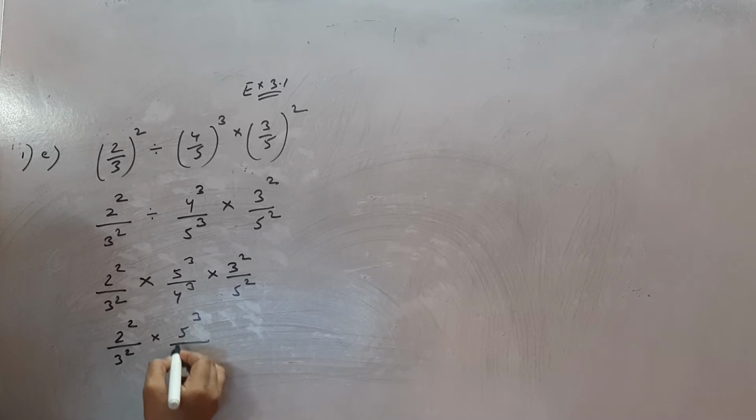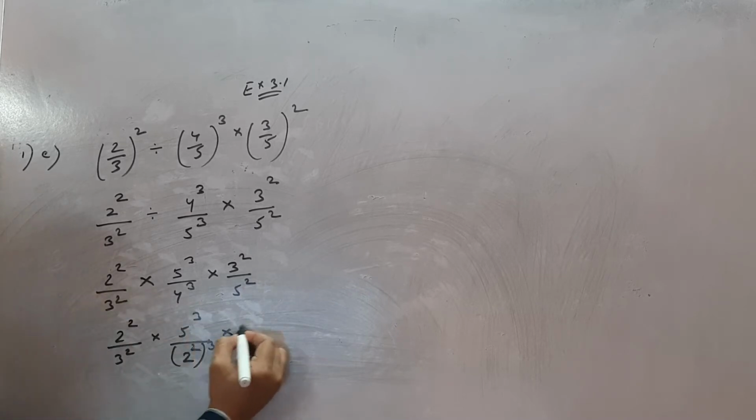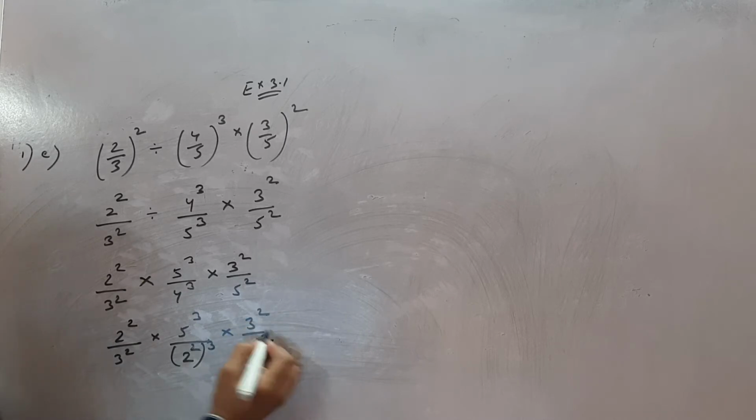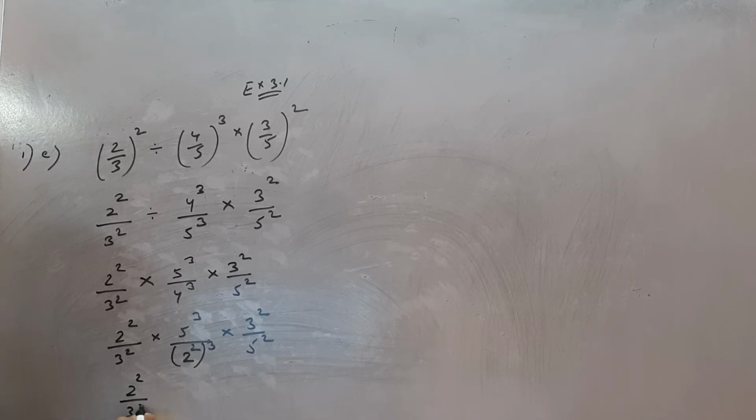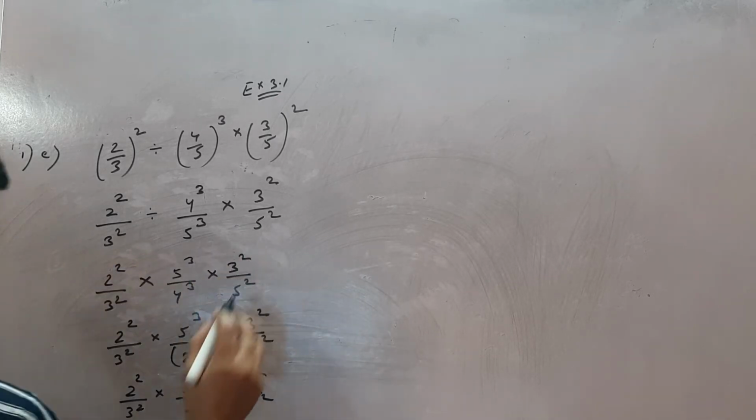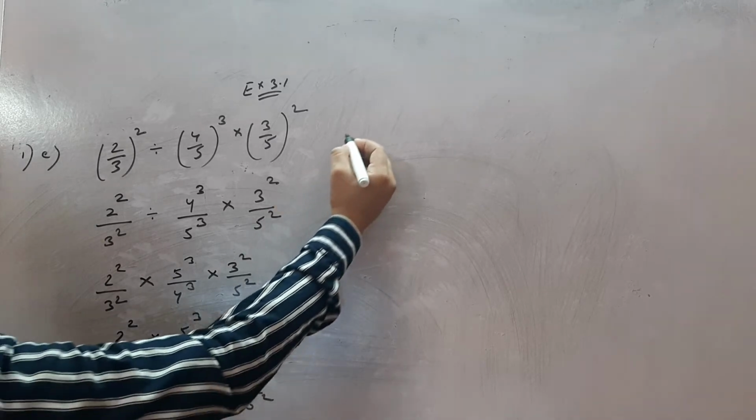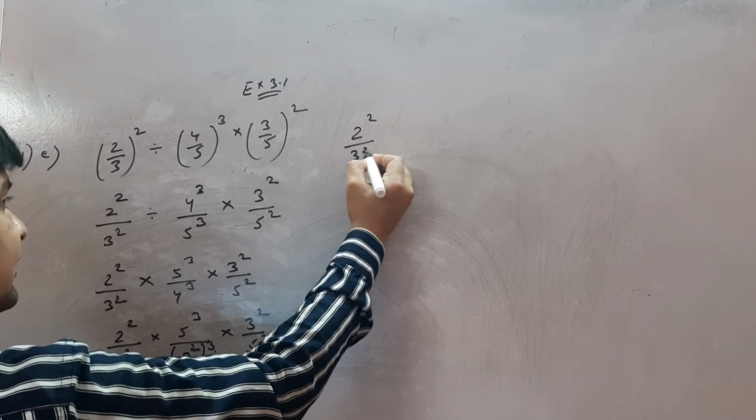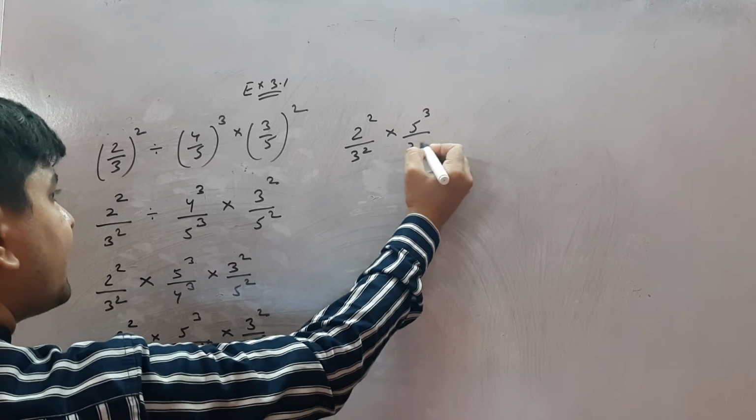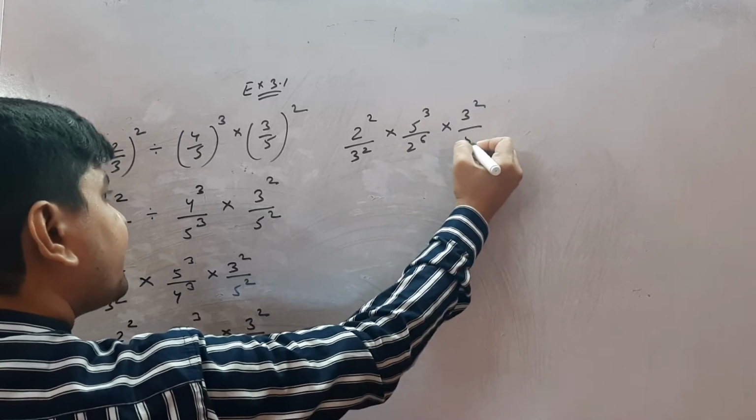In place of 4, we write 2², and here the power is 3. This one is 3² 5². Okay. So 2² 3² 5³, 2 to the power 2 times 3. That means 2 into 3, 2 to the power 6, 3² 5². Done? Okay. So you see, 2² 3² 5³ over 2⁶ 3² 5².